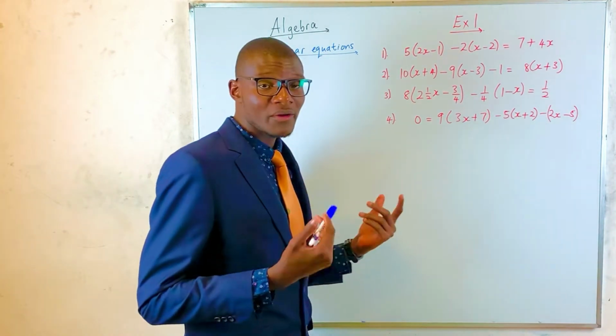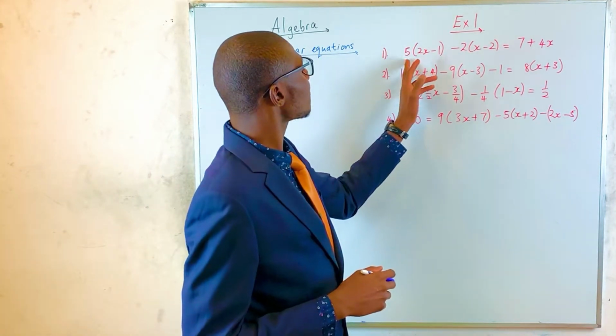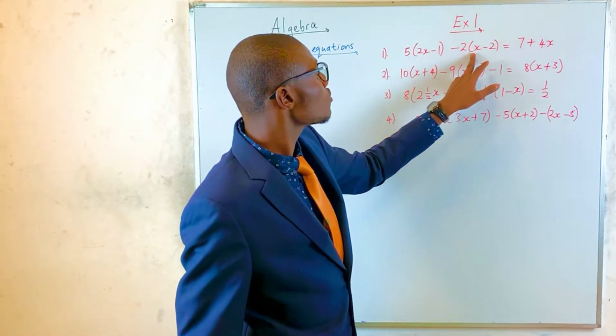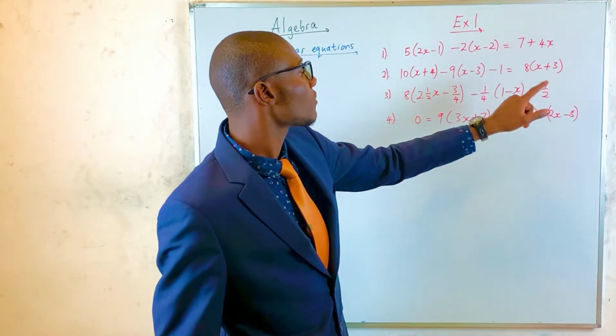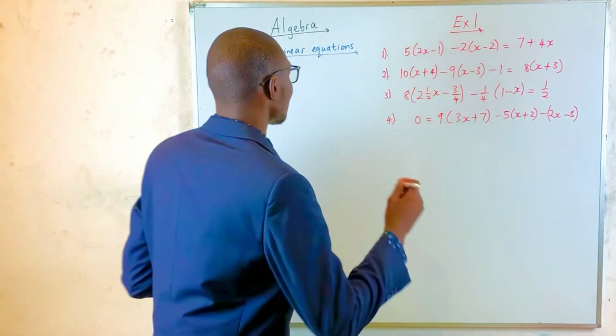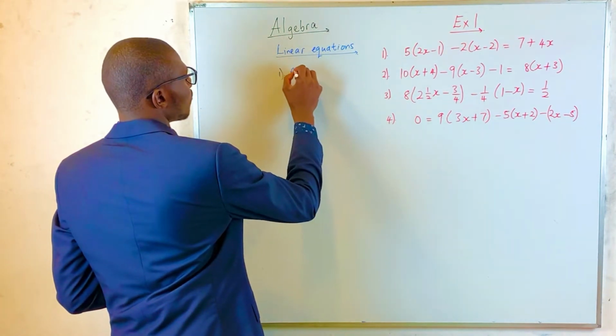For number 1, we're required to solve for x, whereby we're given that 5, then in brackets 2x minus 1, minus 2 times x minus 2, being equal to 7 plus 4x. So the first step here is to remove the brackets.